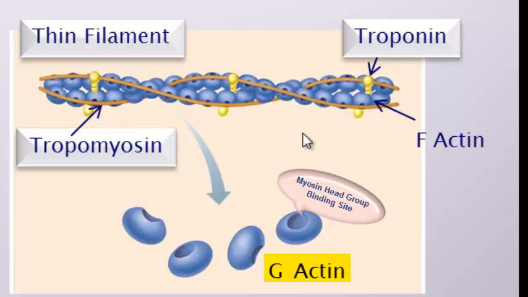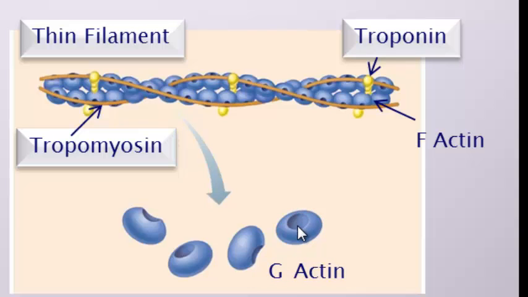Now notice the G-actins have this indentation in them that represents the site in which the myosin head group will bind. Each G-actin is stringed into these long strands, and each strand is known as an F-actin. So the thin filament has two F-actin strands.